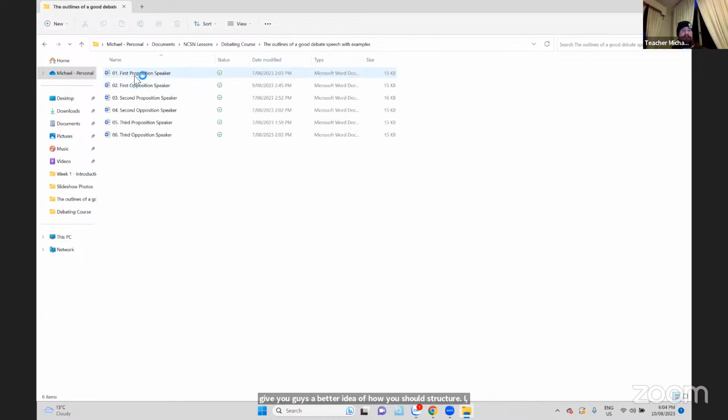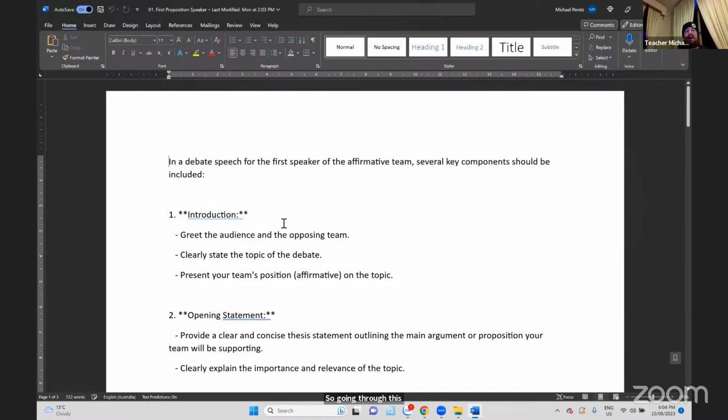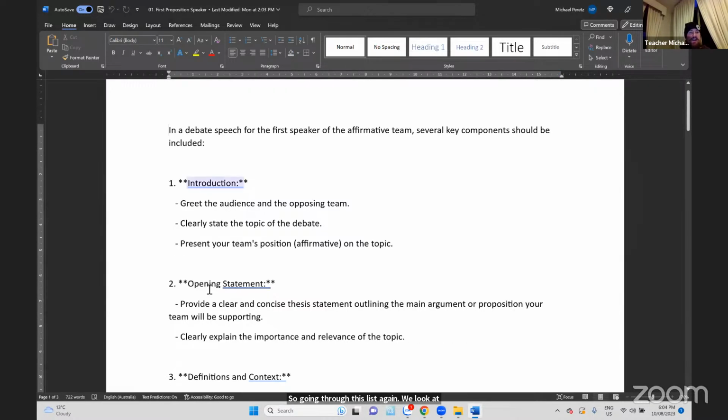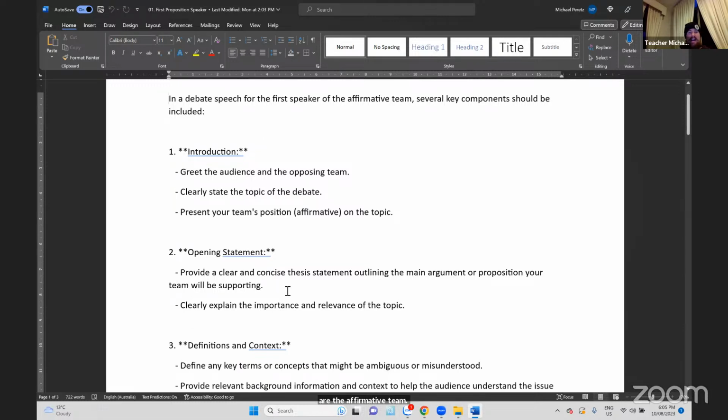So we'll start with first proposition. So going through this list again, we look at the first 2 sections, so the introduction and the opening statement. So what we need to do for these parts of the speech: we need to greet the audience, the judges and the opposing team, clearly state the topic of the debate, and we need to present our team's position, let everyone know that we're the affirmative team. We need to provide a clear, easy to understand, short, simple statement that outlines our main argument that the team will be supporting. And then we need to clearly explain the importance and the relevance of the topic. So why are we debating about this? Why should you believe our team? Like, what's so important about this topic?